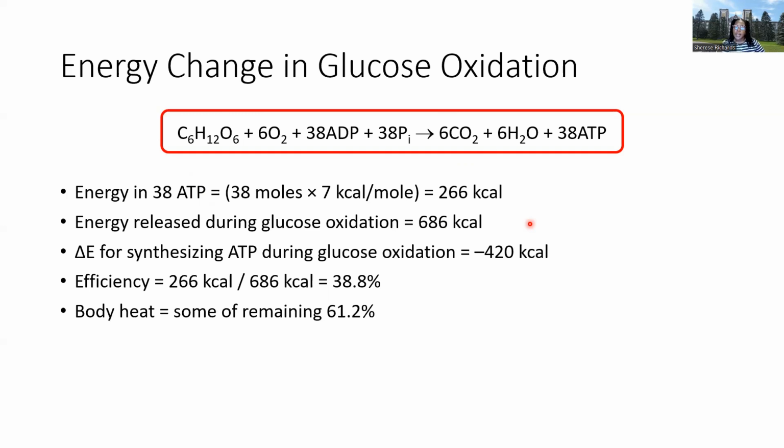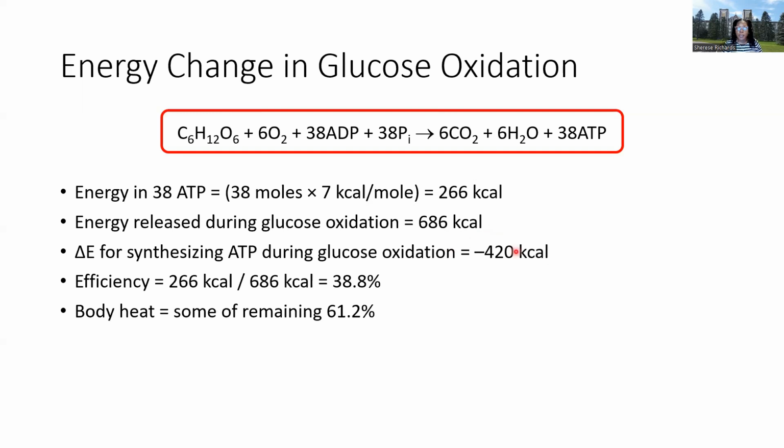Now in theory, 38 ATP should give us 686 kilocalories per mole, right? We looked at that initial reaction for glucose oxidation. And so in theoretical studies, this should give us 686 kilocalories per mole. But in our bodies, practically, we only get 266 kilocalories. So there's a really large discrepancy between how much energy is stored in 38 ATP and how much we actually liberate in our physiology. And the difference is about 420 kilocalories, right? Negative 420 kilocalories.